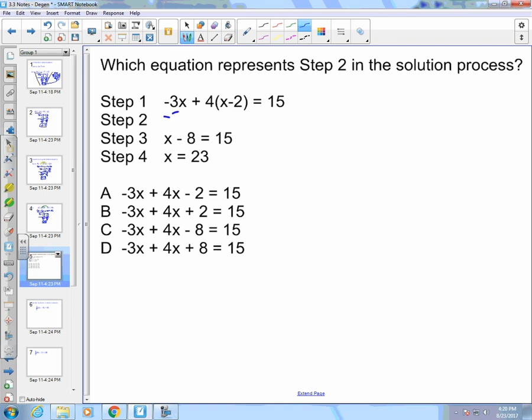We have negative 3x plus, we'll have to do some distributive property here. That'll be 4x minus 8 equals 15. That means we are looking at letter C as our answer. That is the missing step. If you got that, good job.